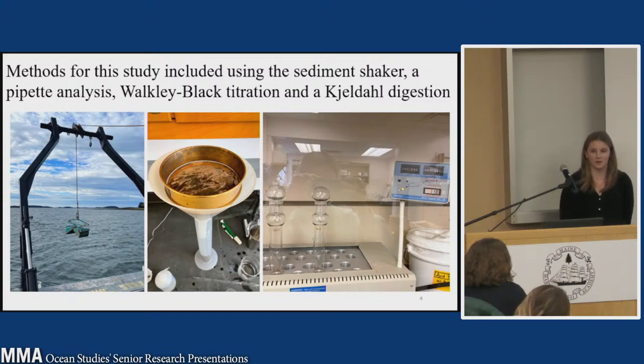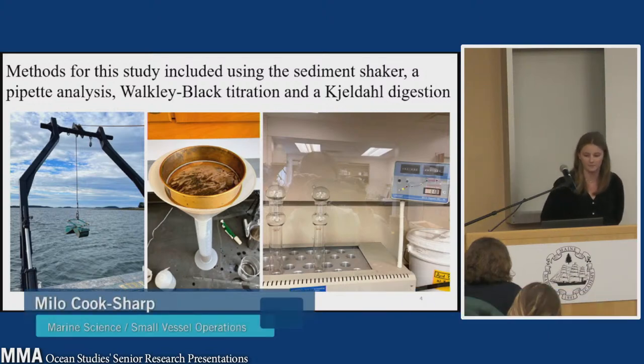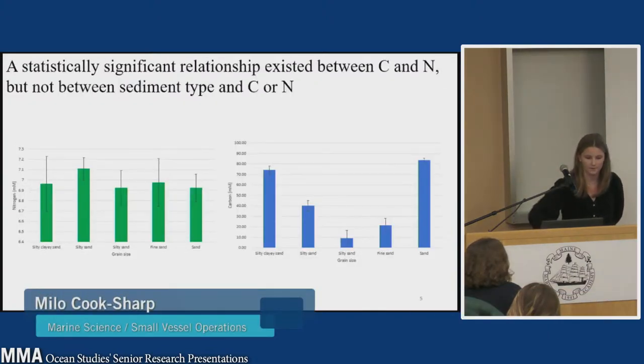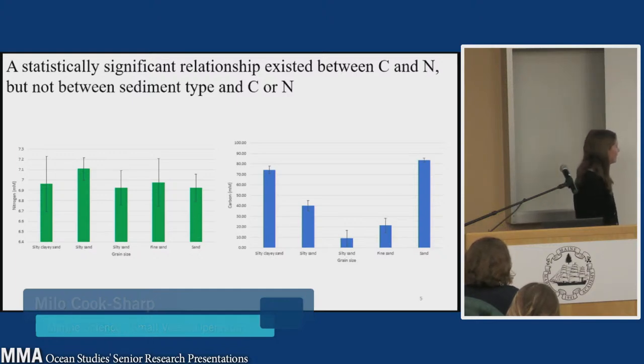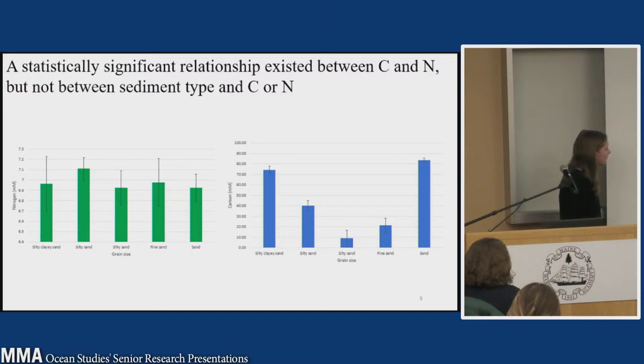Once I had all of my data, I put it all into Excel and ran a series of F-tests and T-tests. I did the F-tests to determine if I should be doing a T-test assuming equal variances or unequal variances. And I found that I should be doing all of my t-tests assuming unequal variances.